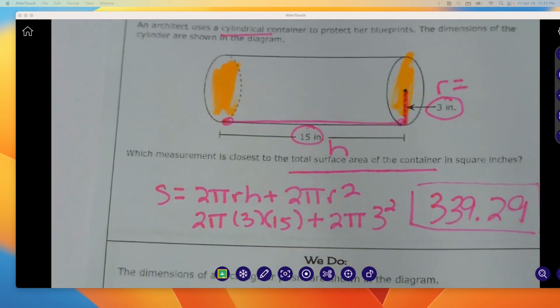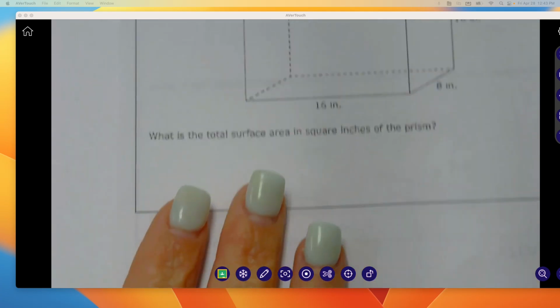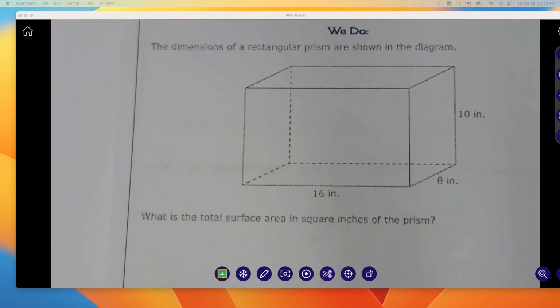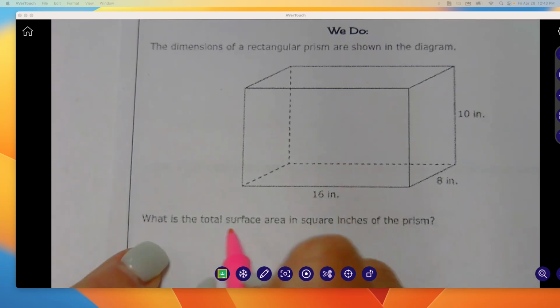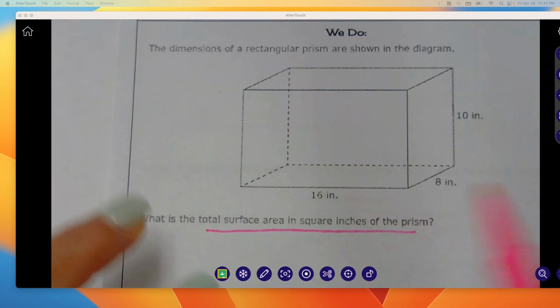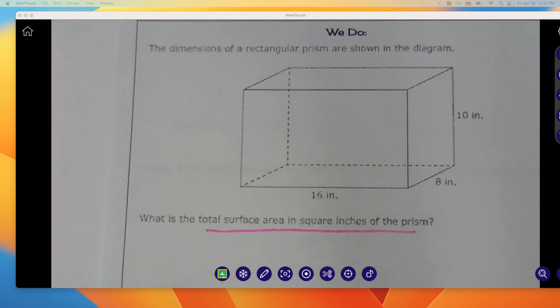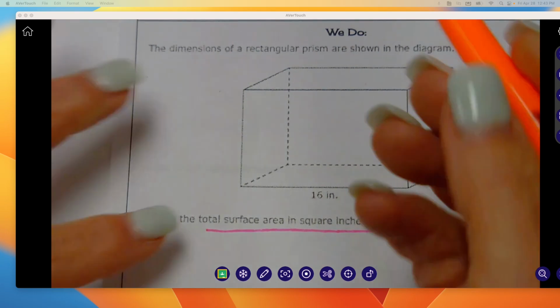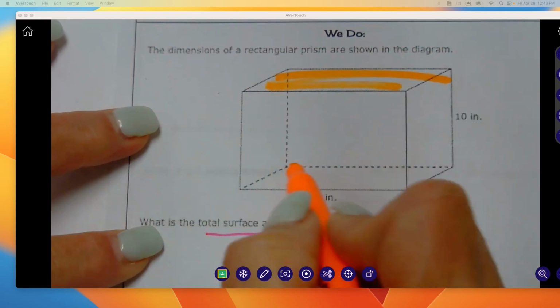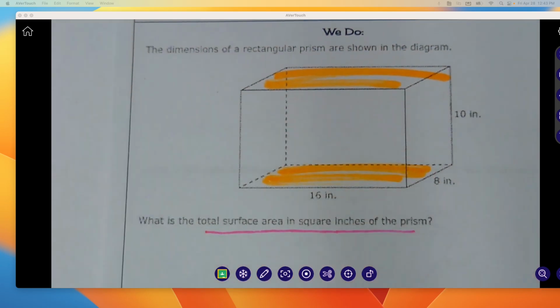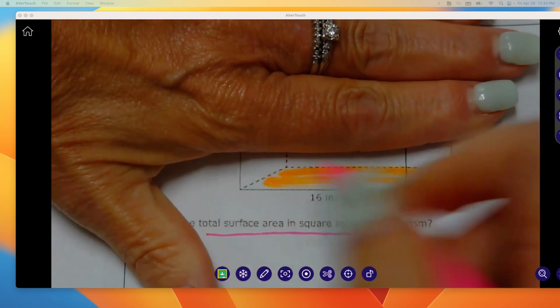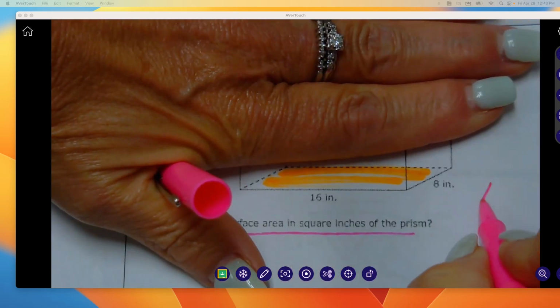Okay, let's look at the second one. It says the dimensions of a rectangular prism are shown in the diagram. What is the total surface area in square inches of the prism? Okay, remember, if they don't specify, we're going to use the top and the bottom. Okay, so I'm going to draw my base exactly how it looks. I'm going to draw this rectangle.